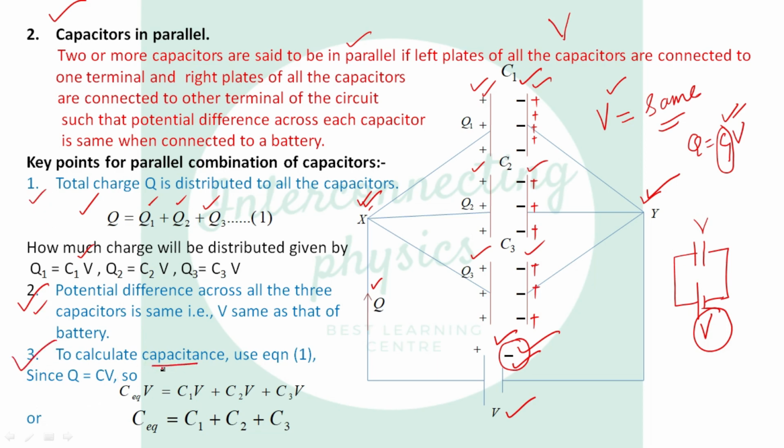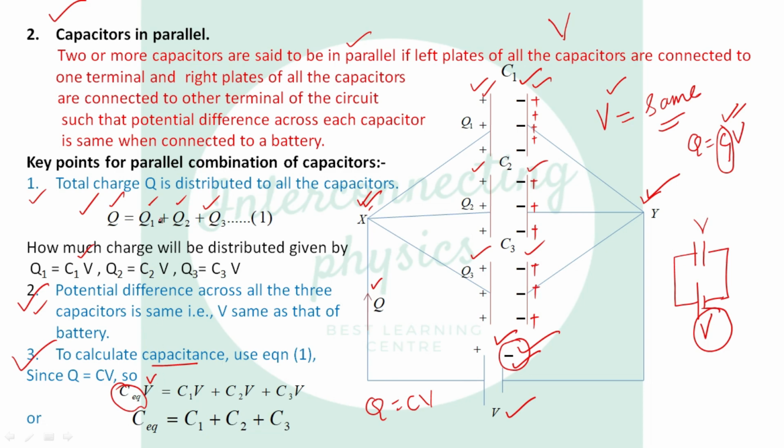What is the formula for capacitance according to the definition of capacitance? Q equal to C into V. So substitute the value of Q, which is C equivalent into V. What is C equivalent? It is the total capacitance of this system from point X to point Y. V is the total potential difference across each capacitor, which is the same.